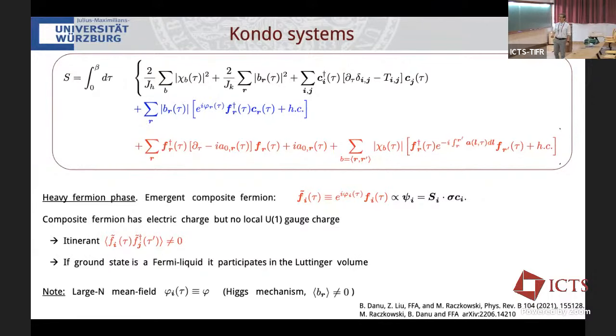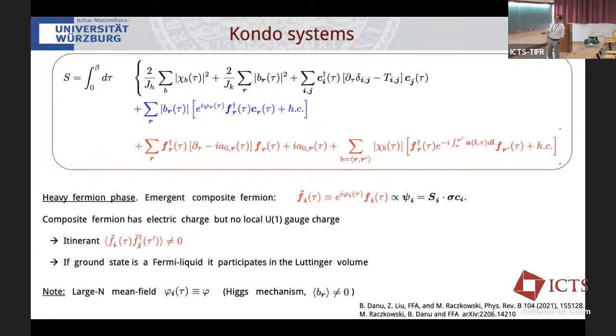And if the ground state is a Fermi liquid, then it will participate in the Luttinger volume. That's what happens in the heavy fermion phase. What people say is that in the Kondo phase, you build this sort of composite fermion object. It's a fermion, and so it participates in the Luttinger volume. You have to count it in the Luttinger volume, right? So this is what people mean when the spins participate in a Luttinger volume.